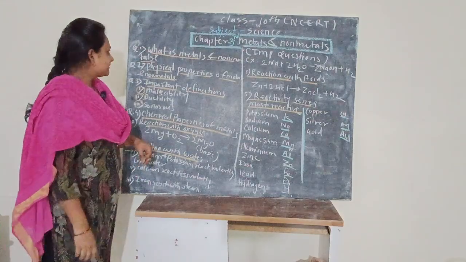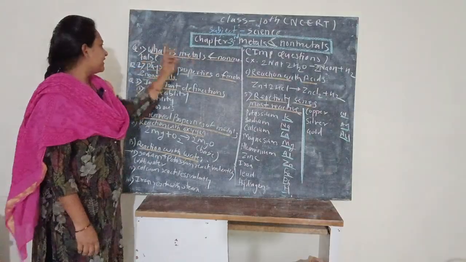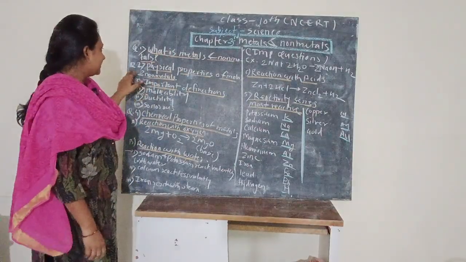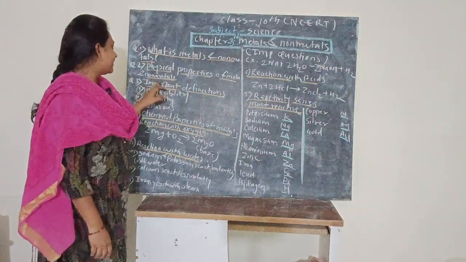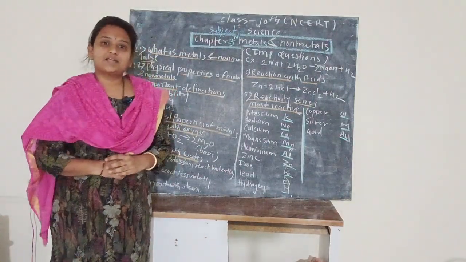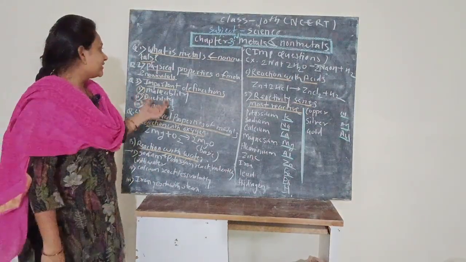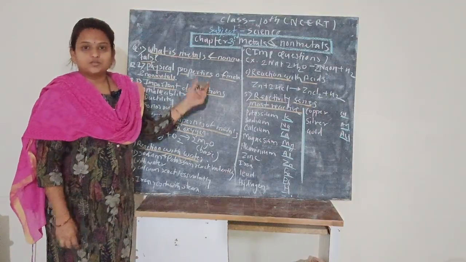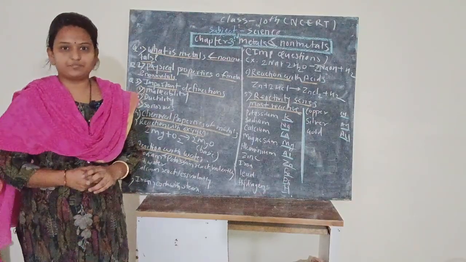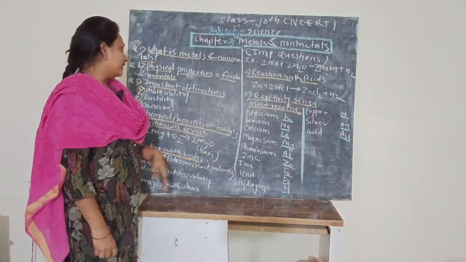Okay, remember this. Here comes the first question: what are metals and non-metals. Just now we discussed metals and non-metals. The second question is the physical properties of metals and non-metals. Metals can conduct electricity and heat, but non-metals can't conduct heat and electricity. To melt metals, a higher temperature is required, and to melt non-metal substances, a lower temperature is required.